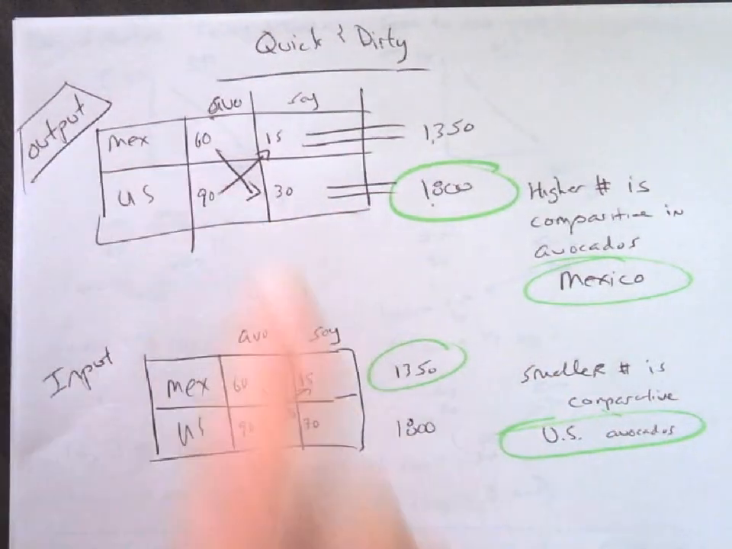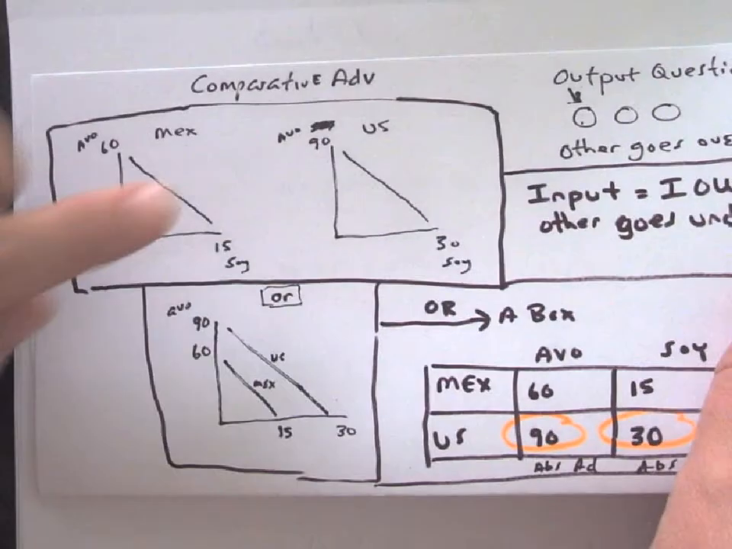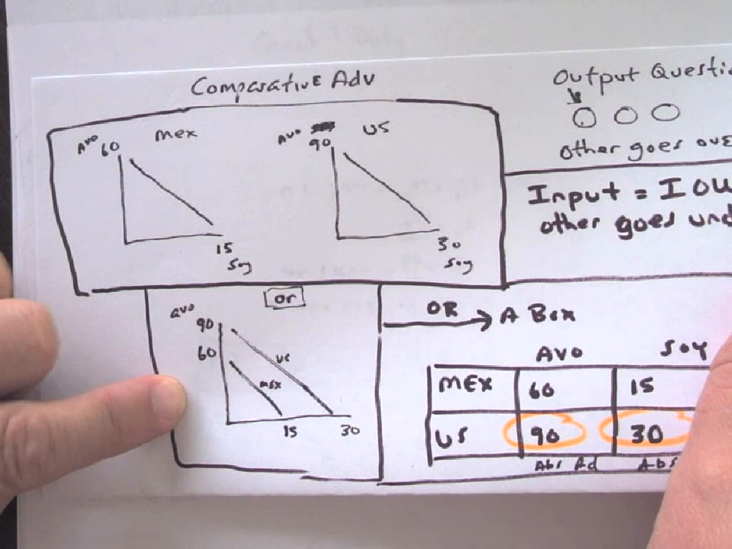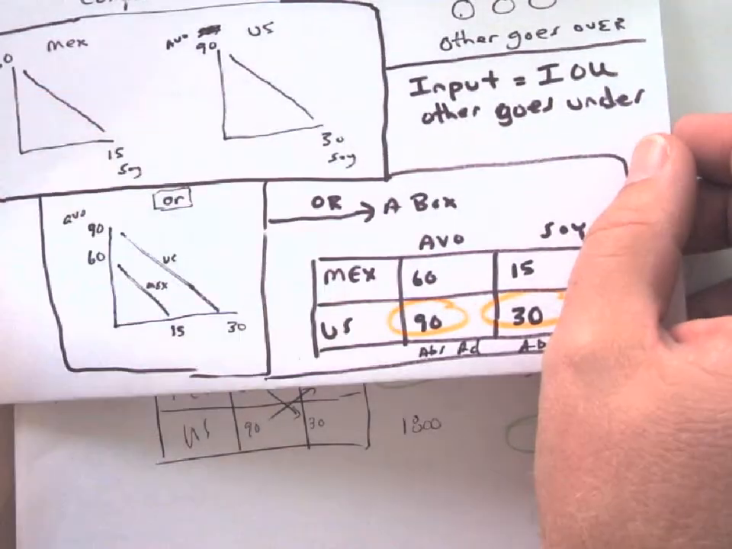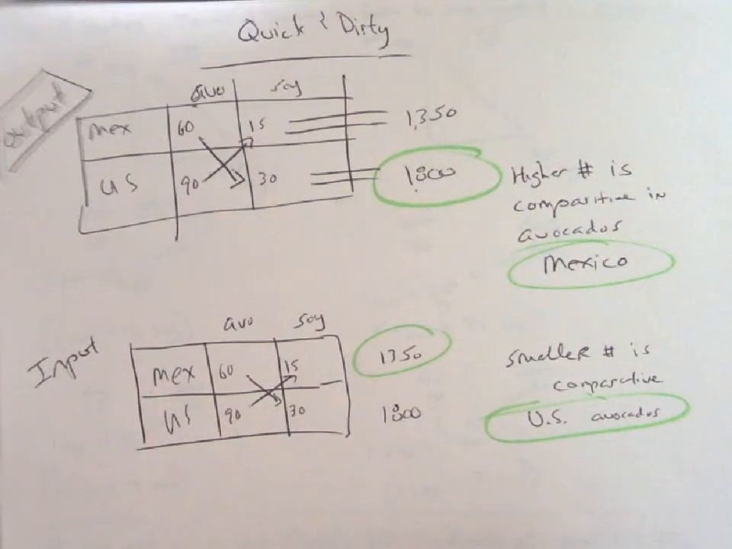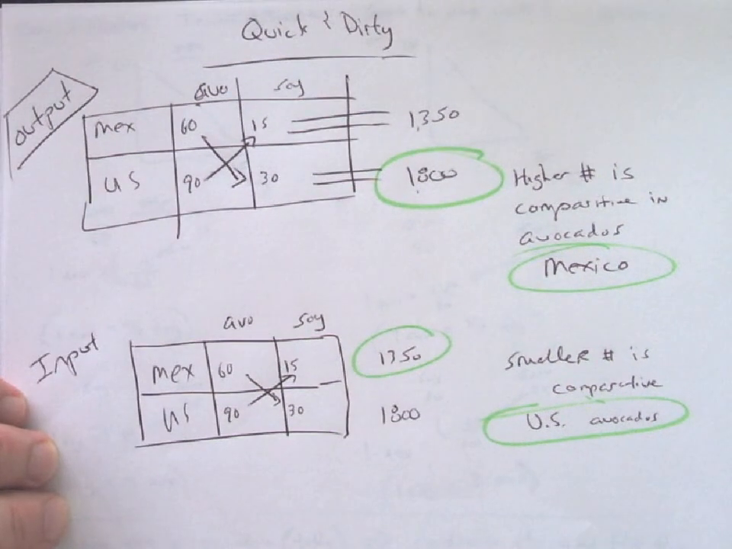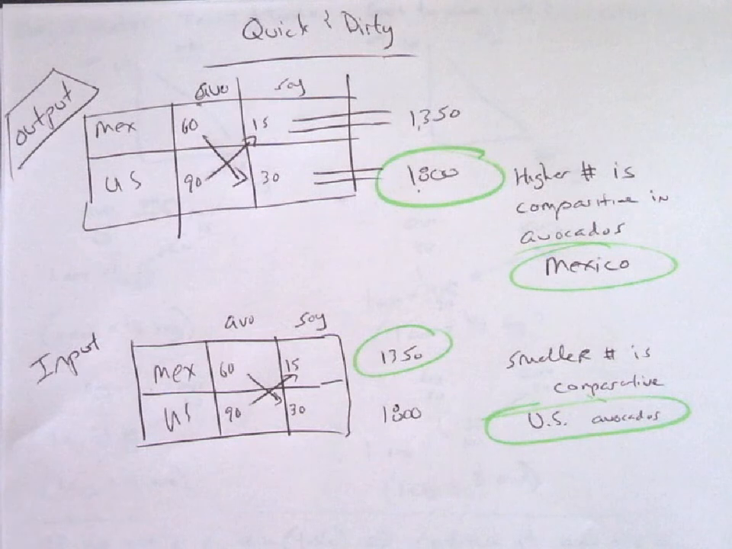So we take our same tables based on everything we've been doing. If you come across the PPCs or both PPCs on one graph, or it's set up in a box, you can do this quickly and honestly. It's not dirty, it's not cheating, but it just feels like it because it turns out right every time. So now all you can do is cross multiply and figure out input or output.